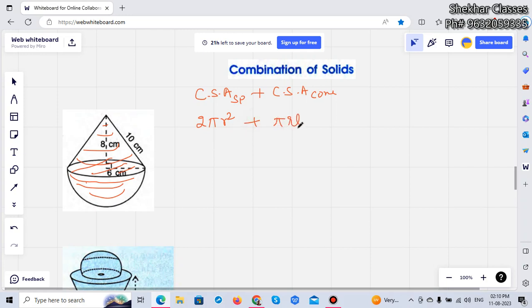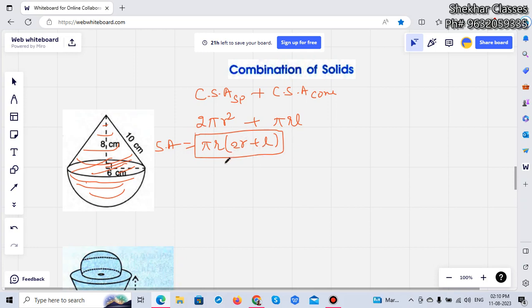Pi r l. The radius is the same for both of them. You can see the radius of the cone and this sphere is the same, so this is why we have put the same r. What is common? Pi and r are common. So r(2r + l) is the total. Once you have reduced it by taking common, you can't reduce further. Then you substitute the value and you will get the answer.